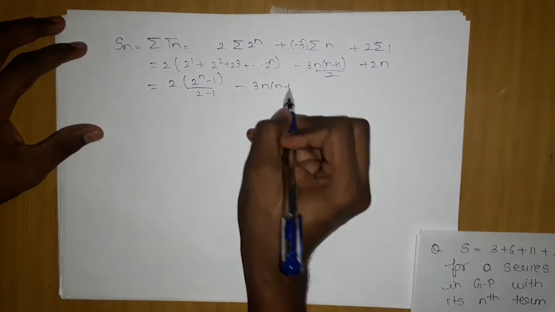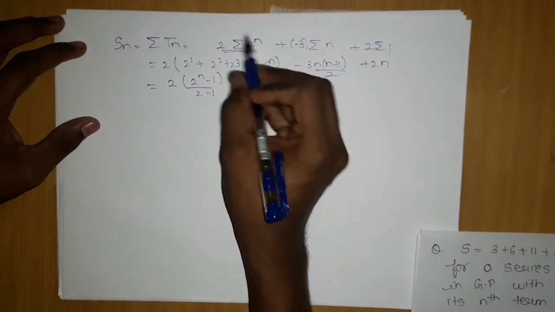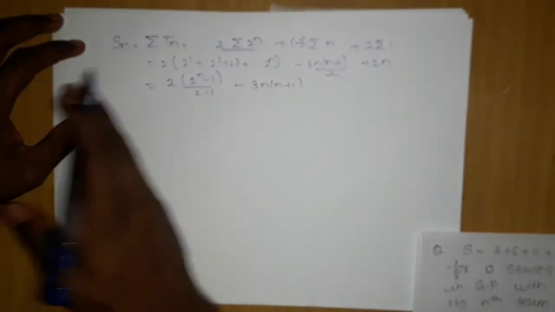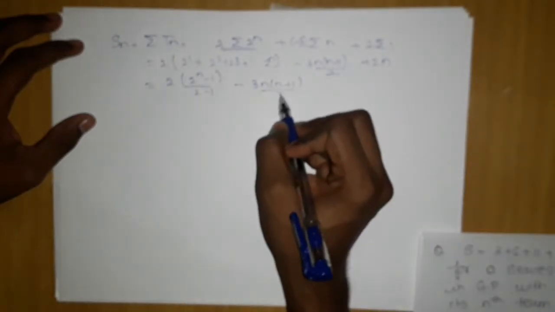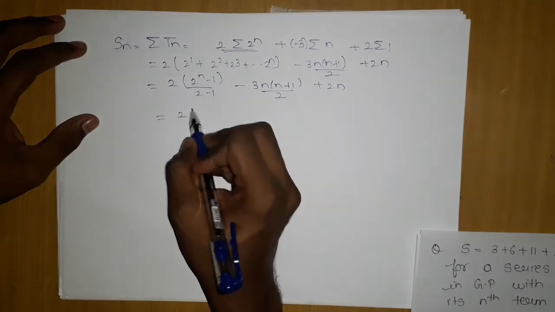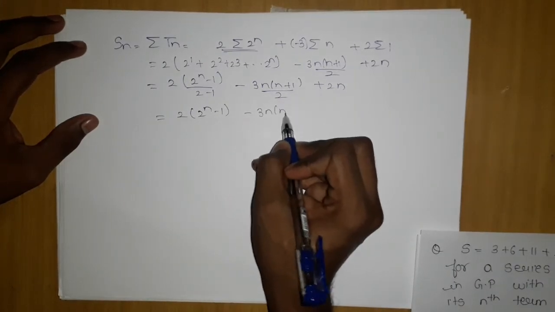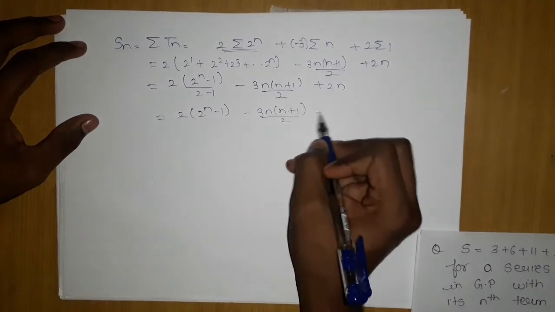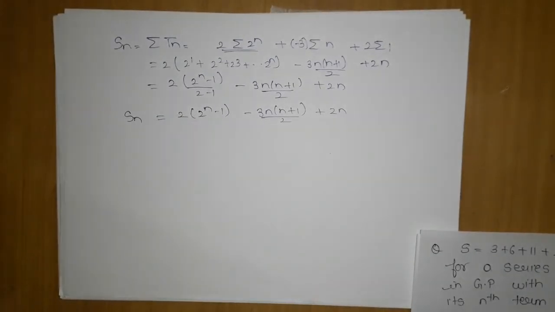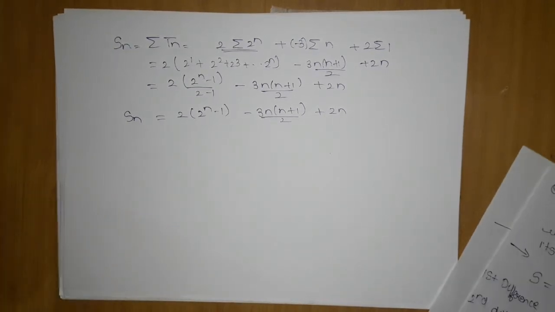Don't get afraid of 2 to the power n, like some bad thing has appeared. No, it is very easy. Just open the summation. I have been telling you that from the start of the chapter. Don't get scared of summations, just try to open them and analyze them. After this, nothing is left. So we are done with our Sn. So you have understood how easy it was to find.